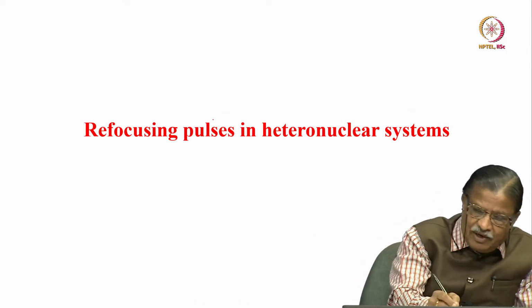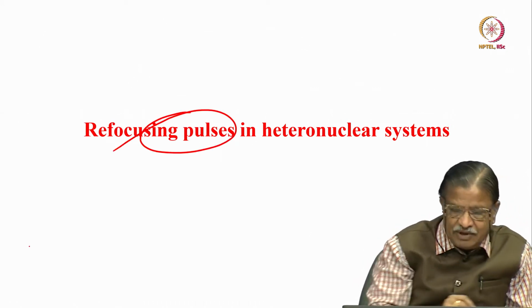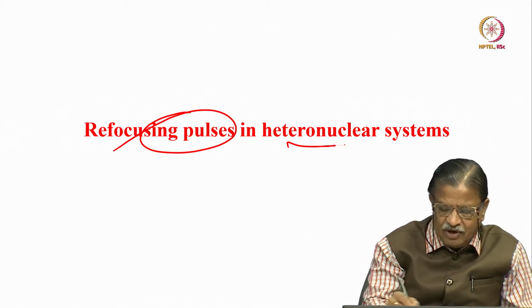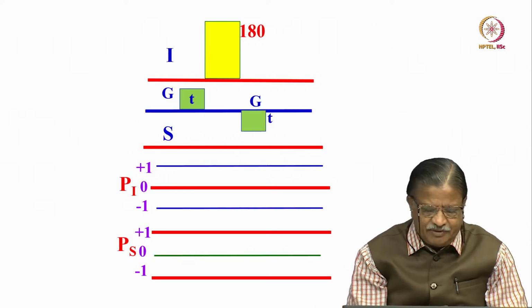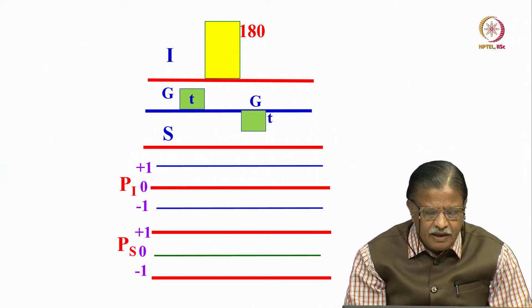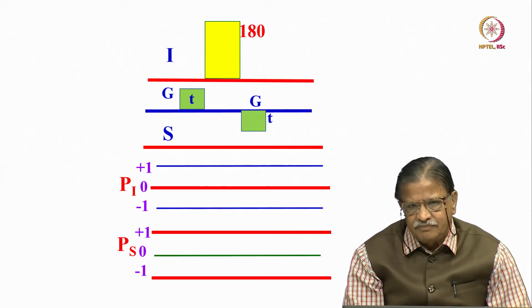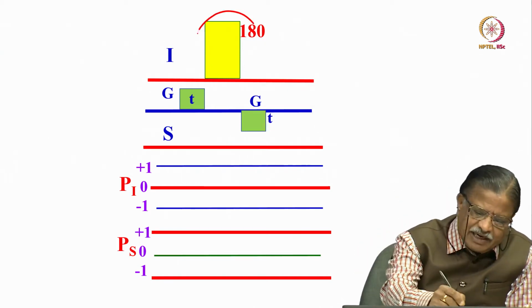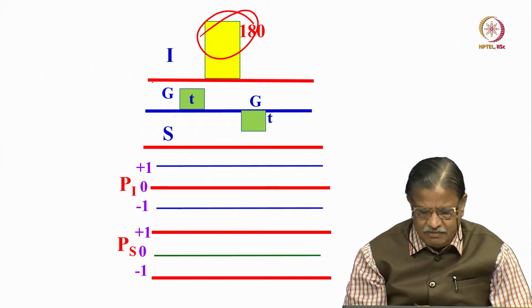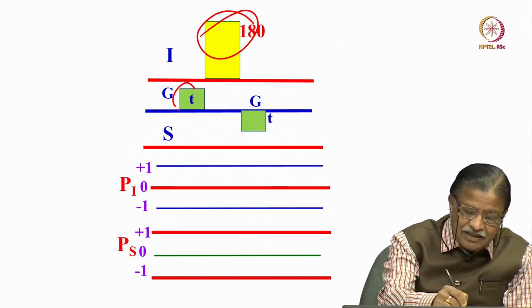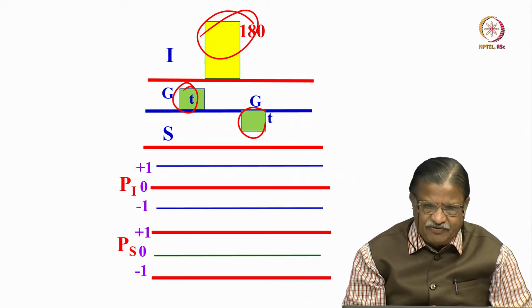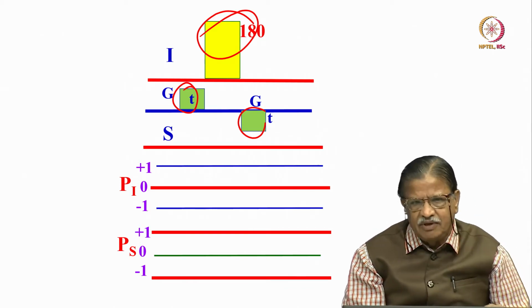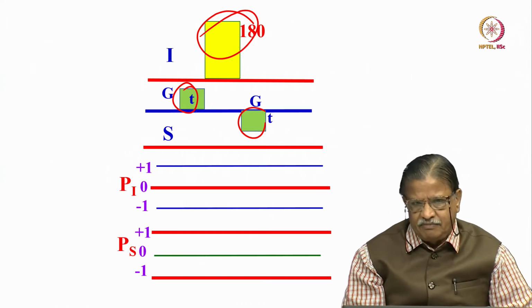And we can also do what is called refocusing in heteronuclear systems. We can use them as refocusing pulses. I will tell you what. Consider a sequence like this. I have a 180 pulse on the I channel, I spin, and I have a gradient G of equal and opposite, not the same phase, equal and opposite before and after the pulse.